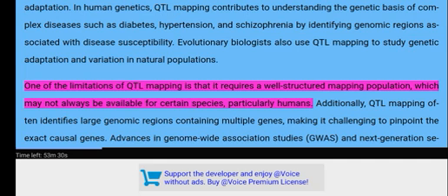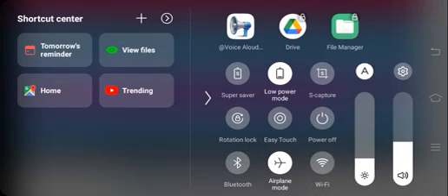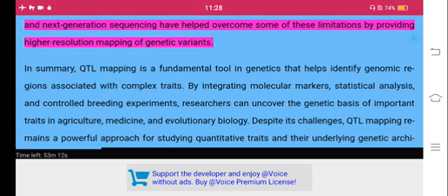One of the limitations of QTL mapping is that it requires a well-structured mapping population, which may not always be available for certain species, particularly humans. Additionally, QTL mapping often identifies large genomic regions containing multiple genes, making it challenging to pinpoint the exact causal genes. Advances in genome-wide association studies (GWAS) and next-generation sequencing have helped overcome some of these limitations by providing higher-resolution mapping of genetic variants.